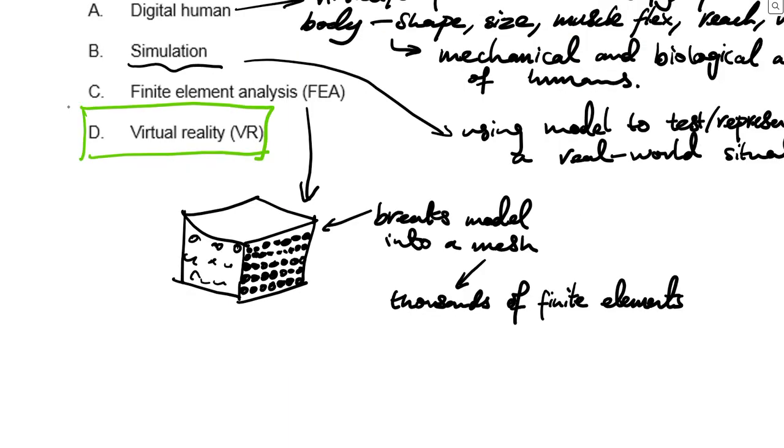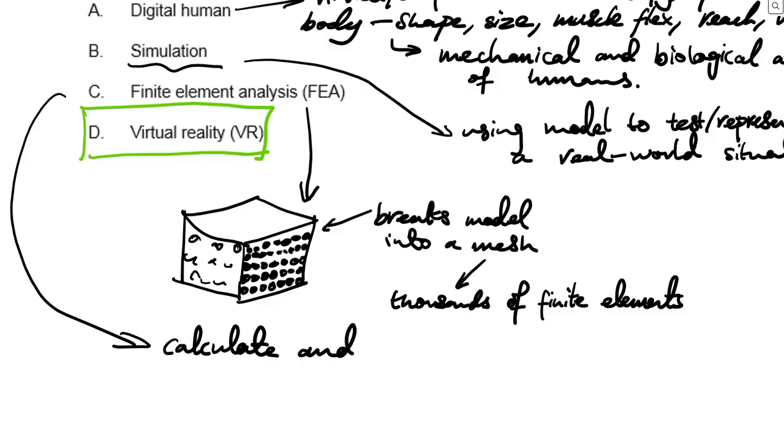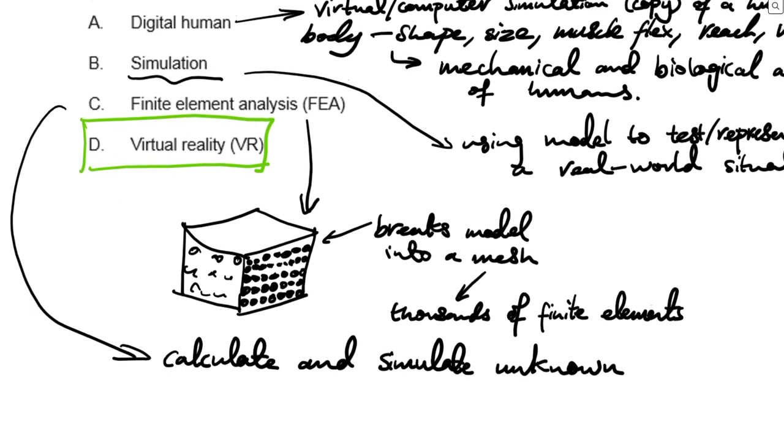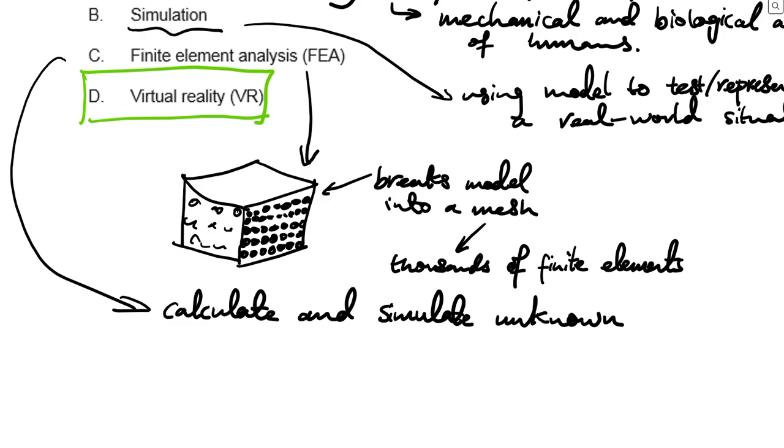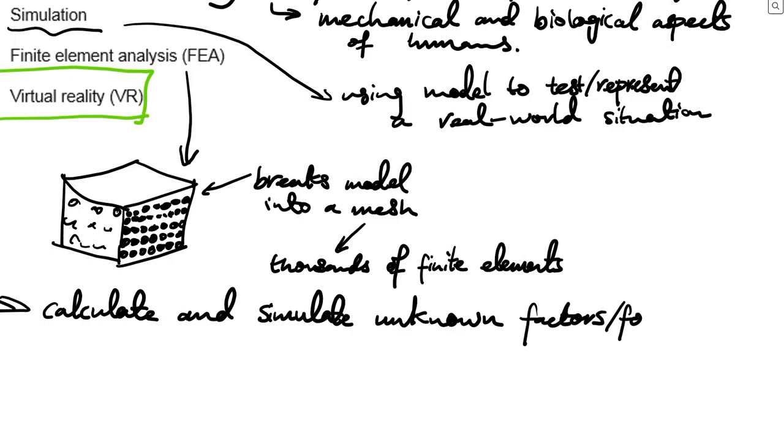And let's give it a definition. This helps us calculate specifics, right? It's accurate. Calculate. And it's a simulation in itself. So calculate and simulate unknown factors. And so that's why simulation here is completely the wrong answer, because all of these are simulations. So it's not very specific, and this is a very specific definition that's being asked. So calculate and simulate unknown factors or forces, right? Let's say we're giving it a push, we want to test that in FEA.